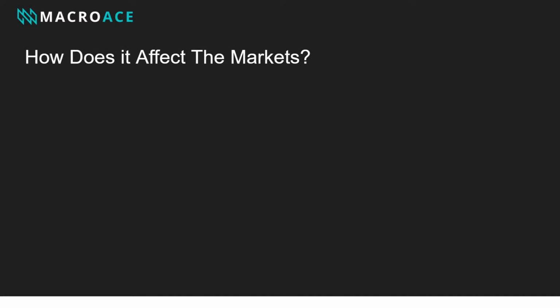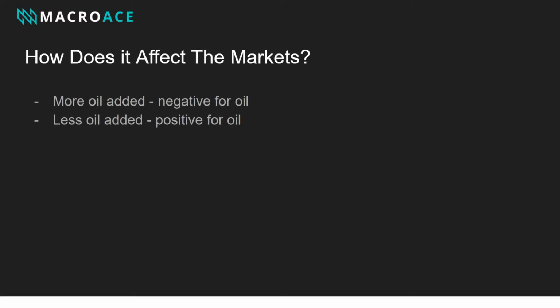Also, how does it affect the markets? This is the basic understanding everyone needs when trading EIA inventories: when more oil is added, or there's a build in inventories, that's negative for oil as there's less demand for it. And when less oil is added, or there's a draw in inventories, it's positive, and you see prices rising for crude in the markets, and also potentially for natural gas as well.